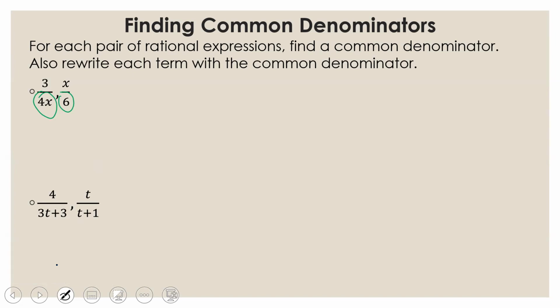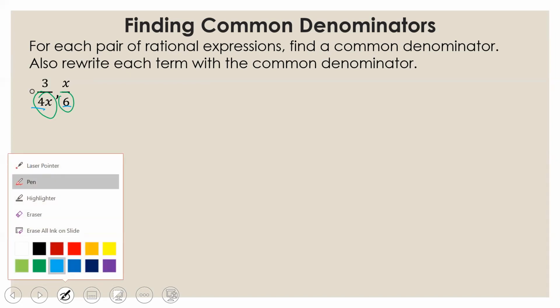So first we'll look at the numbers. We have a 4 and a 6, and we want to think about what is the least common multiple or least common denominator between those two. We actually saw in a previous example that in this case it would be 12. So therefore we know that the denominators of both of these will contain 12 for a common denominator.